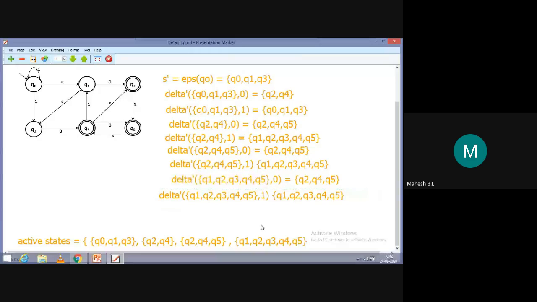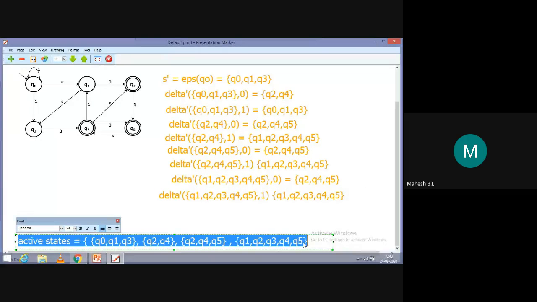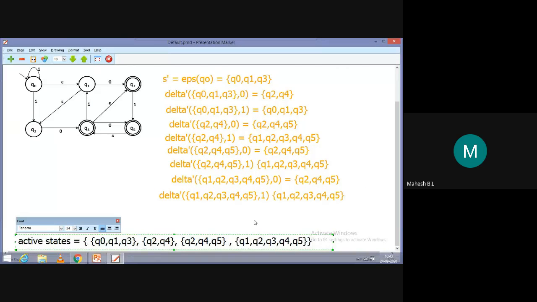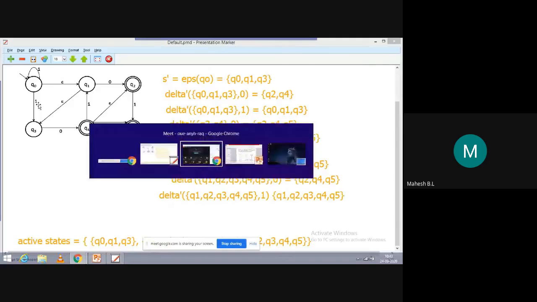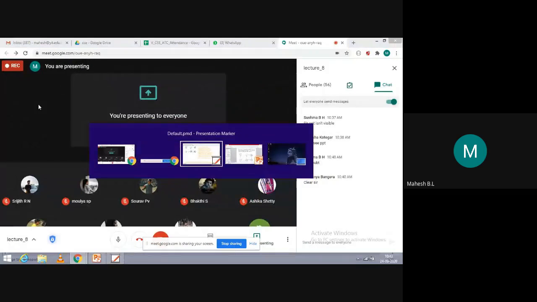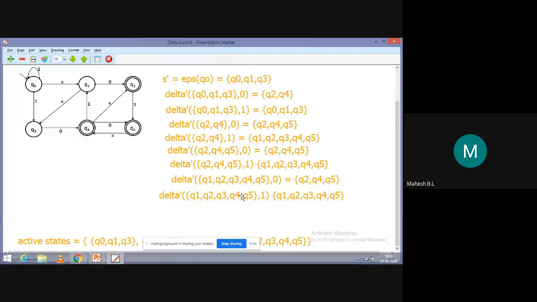So now if you see this set of active states, it is complete now. Because for every state in the set of active states, we have computed the delta dash. First one 0, 1, second one 0, 1, third one 0, 1, fourth one 0, 1. So there are 4 states. So for all of them, we have computed the delta dash. So that's why this completes the problem. Now we have the DFSM, which is equivalent to this NDFSM.